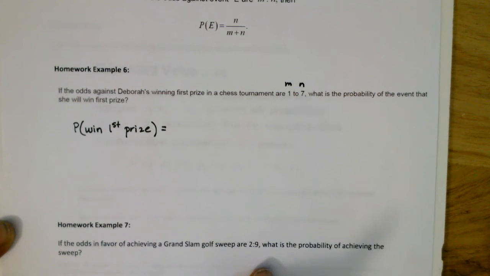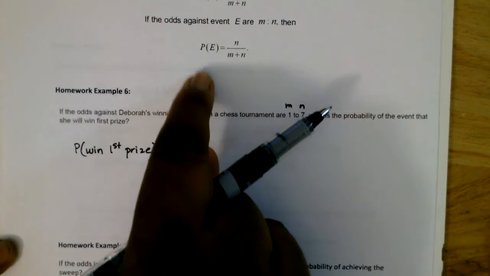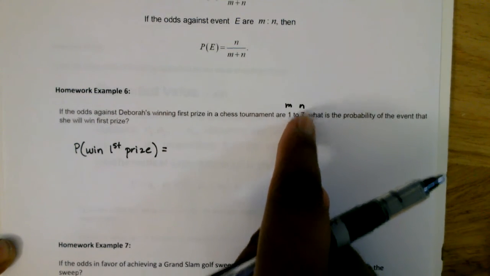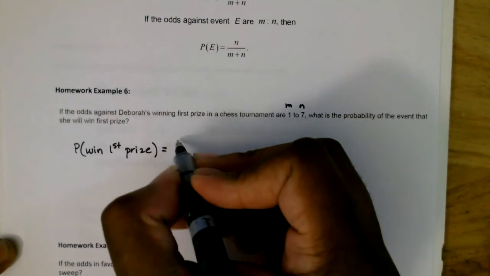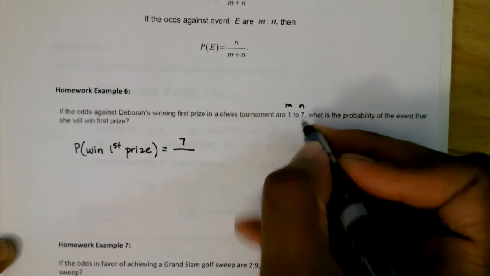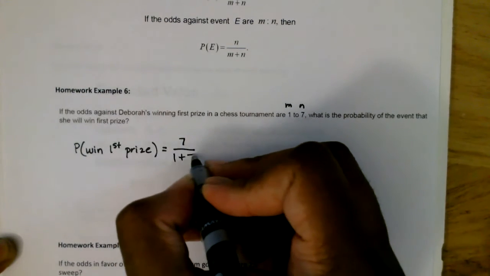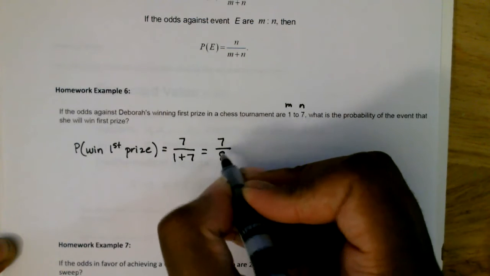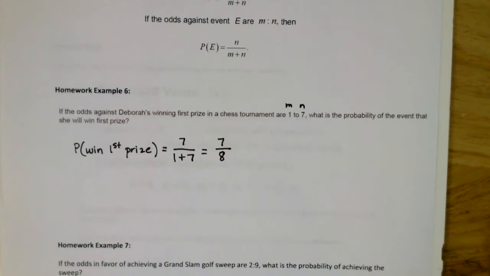So now using this for odds against, we take the second number after the word "to." That's your 7. That will be your numerator over the sum of these two numbers, M and N, 1 plus 7. So we bring down the 7 and then add 1 and 7 together, you'll get 8. So the probability of Deborah winning first prize in a chess tournament would be 7 over 8.